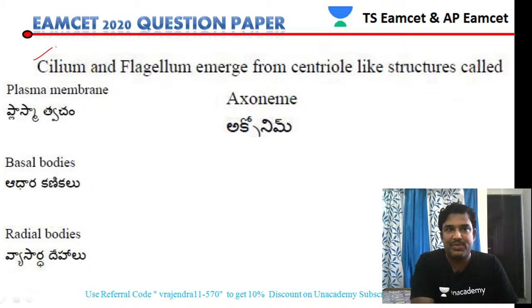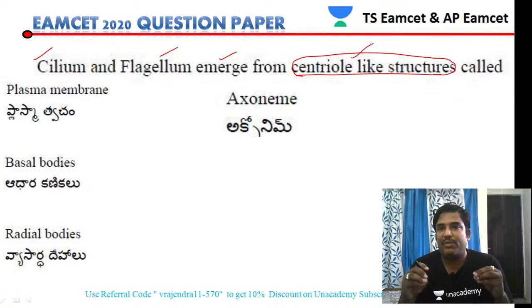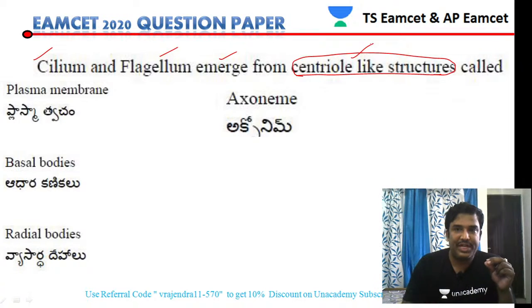So cilium and flagellum emerge from the centriole-like substance. He is saying centriole-like substance, but it is not a centriole. That is an important point you have to remember here. It was given that it is emerging from a centriole-like substance, but it is not emerging from the centrioles. That is the reason you have to read this question carefully.